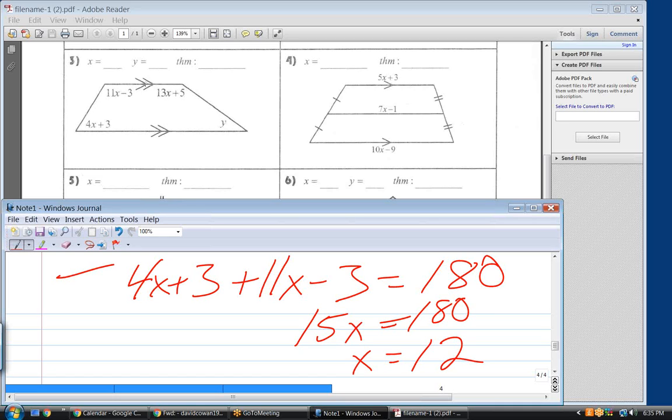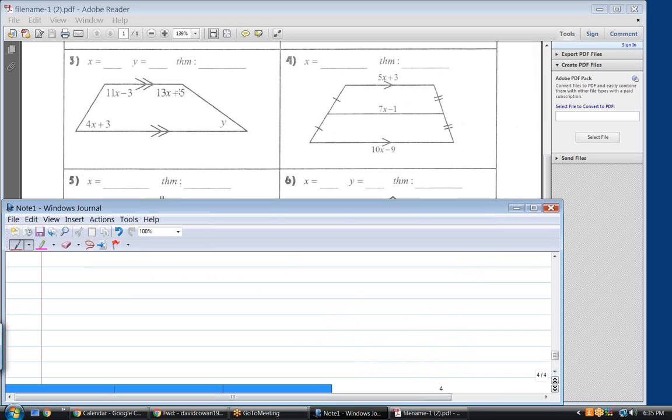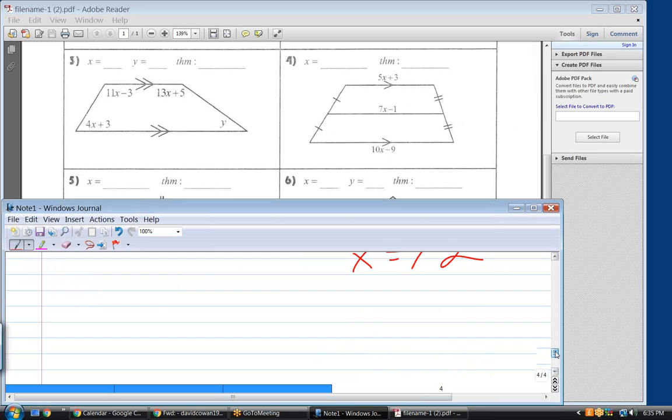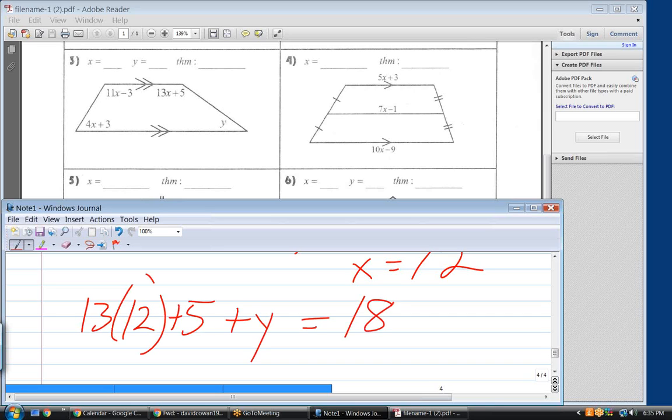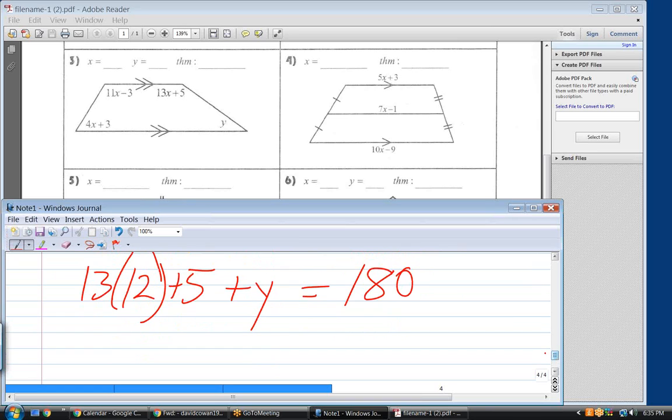Now y. Let's look at this. We still have our parallel lines and this transversal. So what's the relationship between these two angles? Like 13x plus 5 and y. They are supplementary to each other. We know what x is, so we can just plug that in. 13 times 12 plus 5 plus y equals 180. Exactly. And now just solve that.